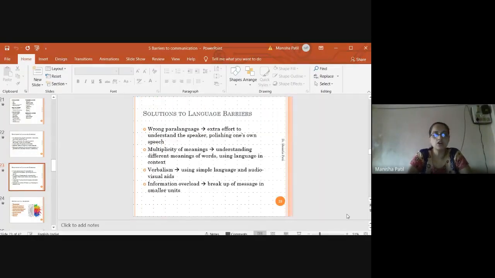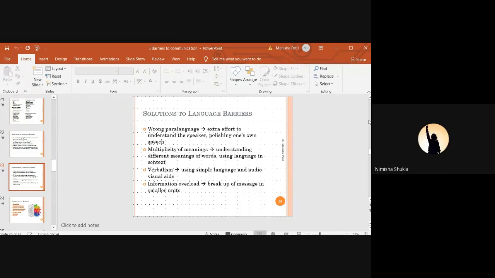Okay. So today we have seen 3 types of barriers. Physical barrier, mechanical barrier, and language barrier. The next 2 we will see in the next lecture. Have you understood this much? Is there any problem? No problem, ma'am.